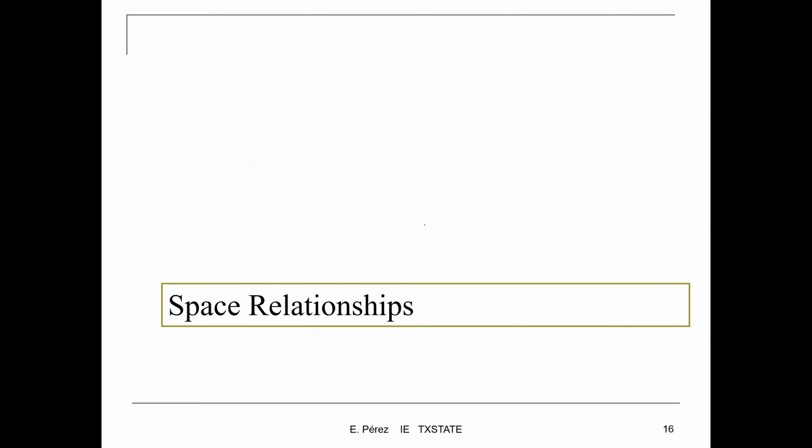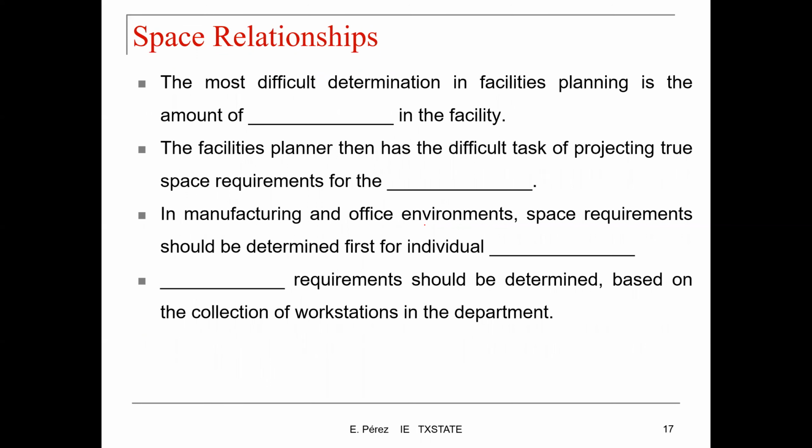Okay, so now let's talk about space relationships. The most difficult determination in facilities planning is the amount of space required in the facility. The facilities planner then has the difficult task of projecting through space requirements for the uncertain future. In manufacturing and office environments, space requirements should be determined first for individuals' workstations. Departmental requirements should be determined based on the collection of workstations in the department.